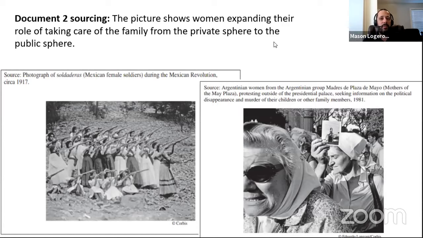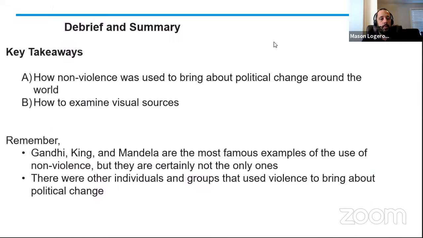So again, that kind of information that you bring to bear can help with the sourcing of a visual source if you come across something like that in an essay or a short answer question. All right, so quick debrief of what we've done today. Again, the question was really about overall, how did people respond to political, economic, military power structures around the world in the 20th century? We talked a lot about nonviolence. Again, you've got to know about Gandhi, King, and Mandela, but there are other examples out there as well. So make sure you know maybe some of those other smaller examples.